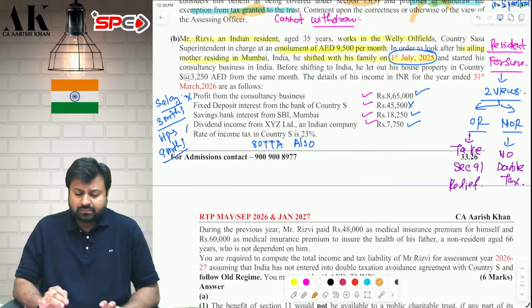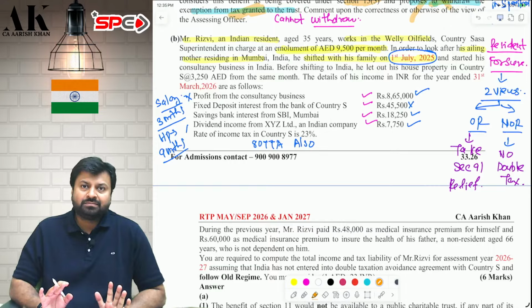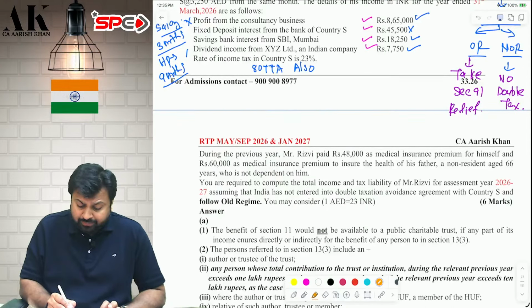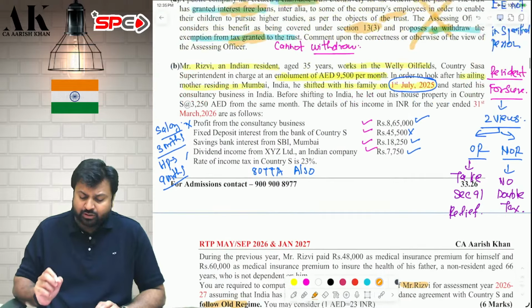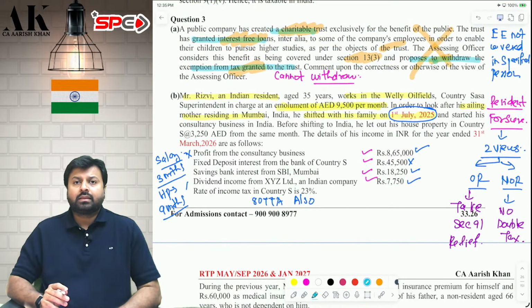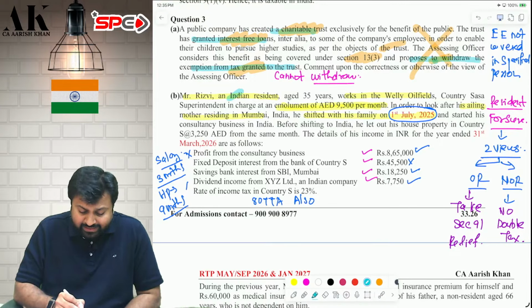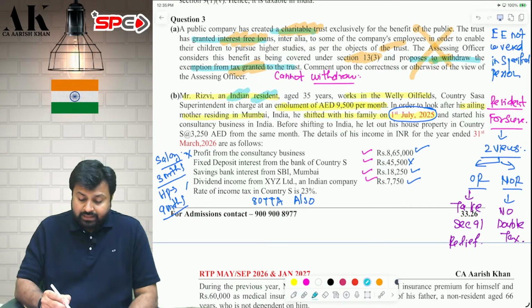Second question is a beautiful question of DTAA. Here you have to take two views. First of all, you are supposed to compute total income and tax liability of Mr. Rizvi, and you have to follow old regime. You have to keep this thing in mind first of all. Now, first of all, we will find out the residential status of Mr. Rizvi. Rizvi is an Indian resident, aged 35 years.